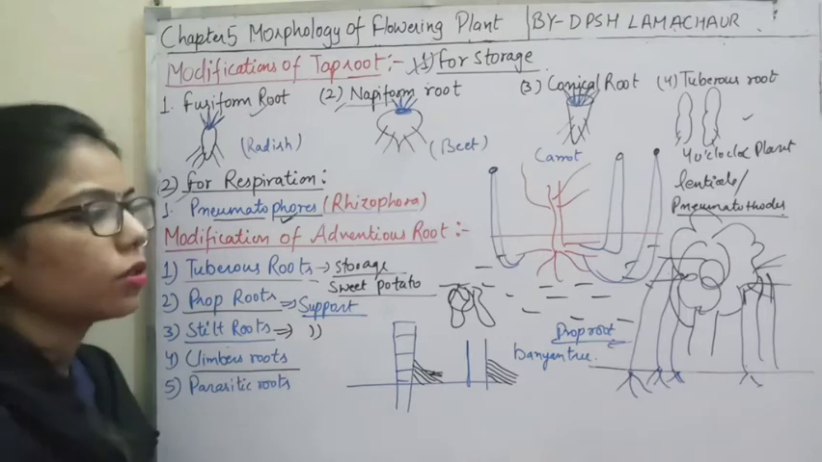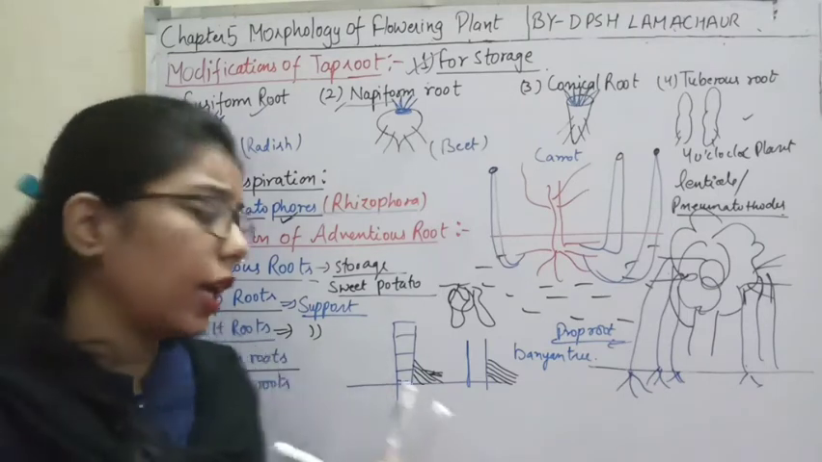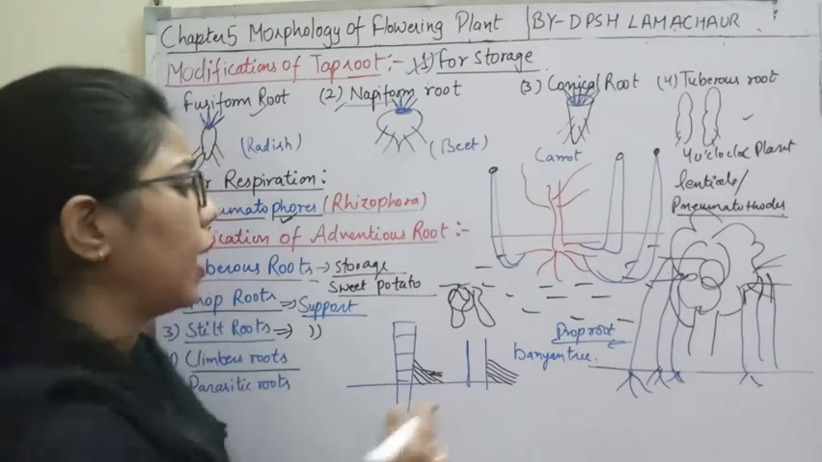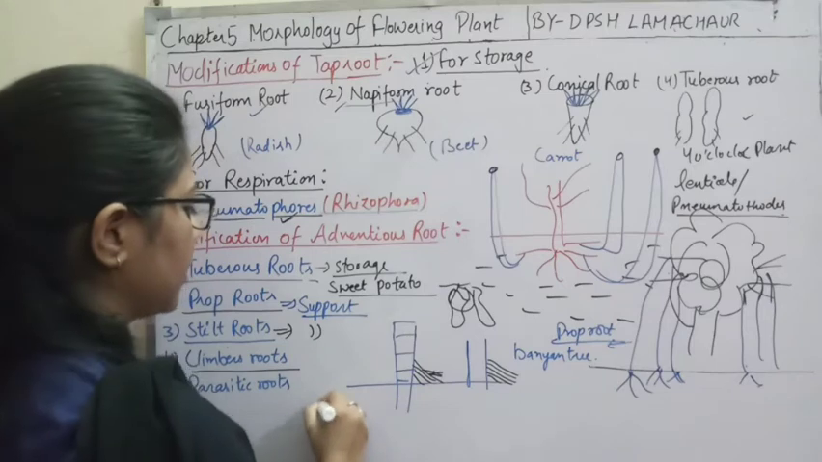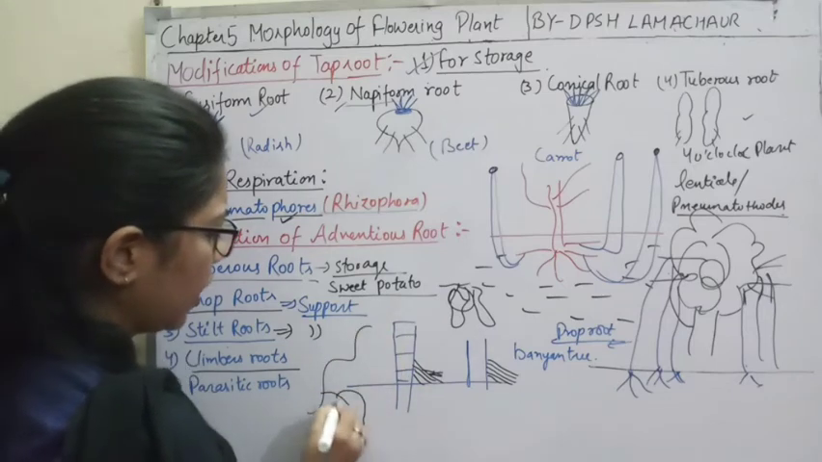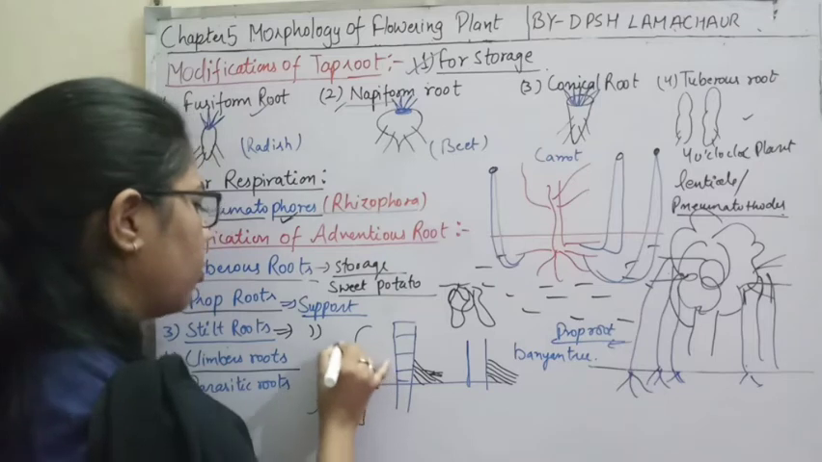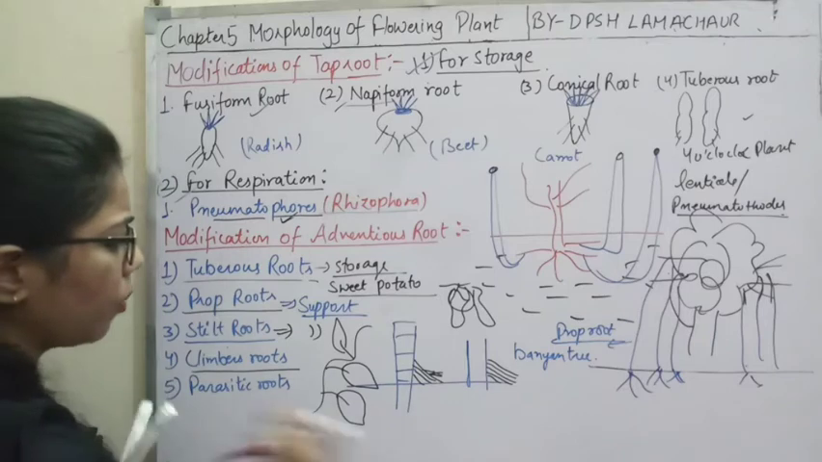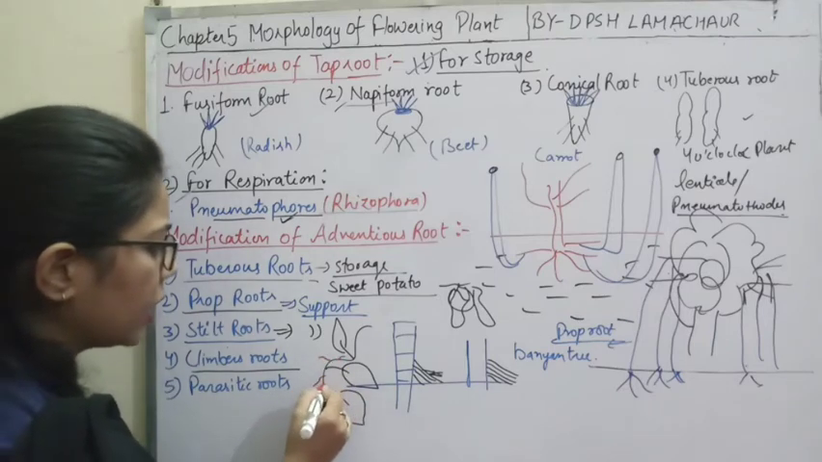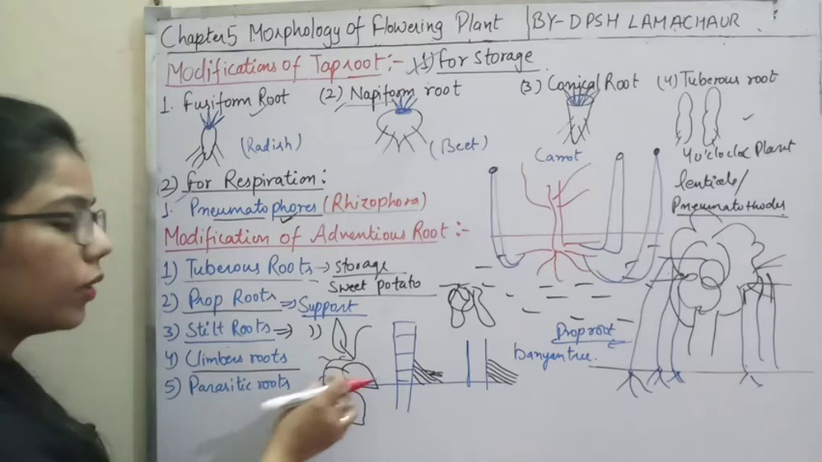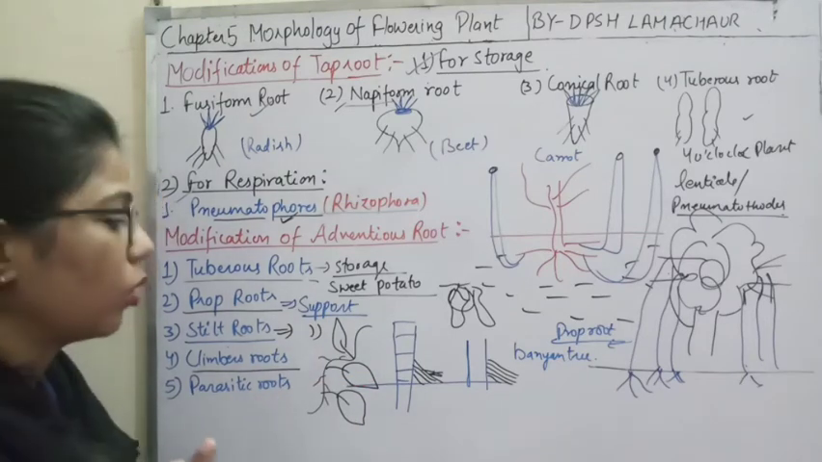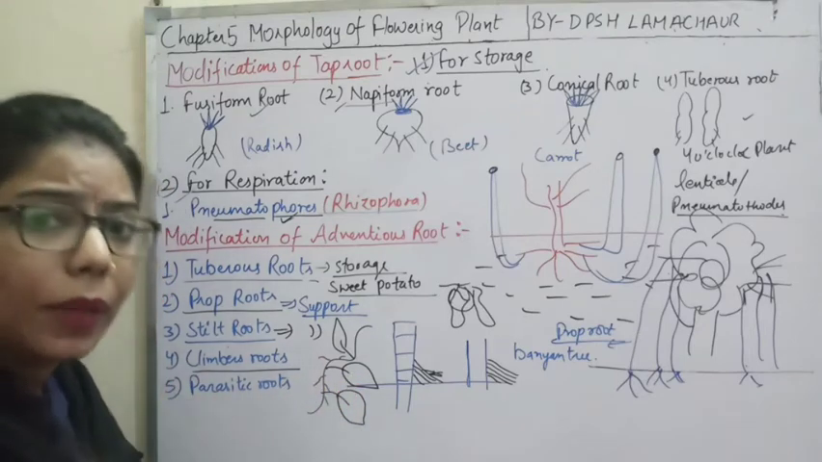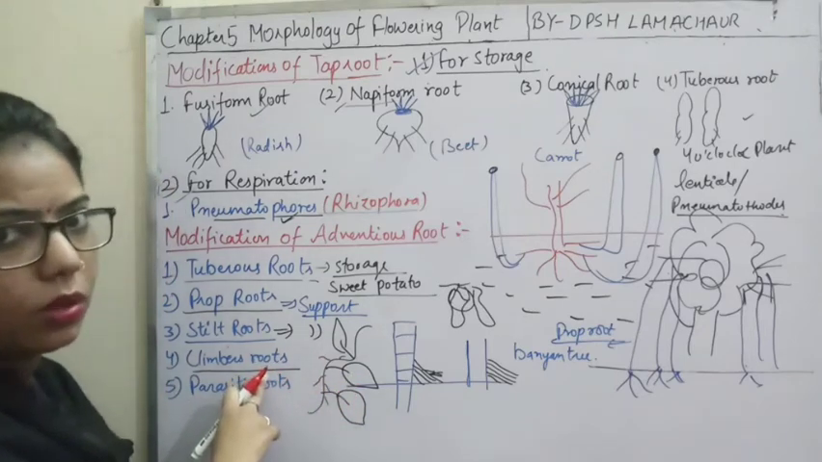Now what about the climber's root? Those roots which develop in climbers. Have you seen the money plant? If you see the money plant, some climbing-like structure is there. They have some roots here also, sometimes from here. That's why, if you cut any part of the money plant, it is able to grow. This type of root, which is present in the money plant or in betel, is known as the climber's root.